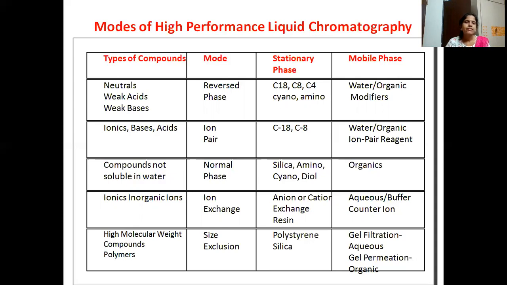Then high molecular weight compound polymers. Whenever we have these high weight compound polymers, we can separate them by the size exclusion method. Why? Because in size exclusion, as we have seen, large size molecules will be eluted out first. The stationary phase used is polystyrene or silica. The mobile phases are gel filtration, which is aqueous, or gel permeation, which is organic based. So these are different modes of HPLC.